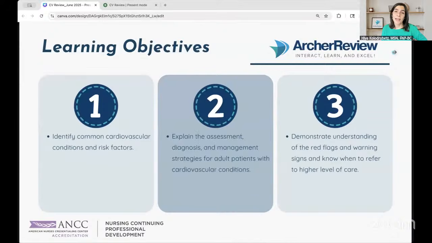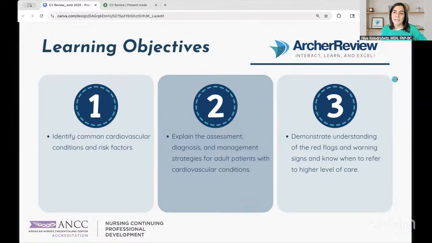Again, some learning objectives for today. I really want to talk about the basics of primary care and helping you identify some of those common cardiovascular conditions, some common risk factors, and how we can mitigate that for our patients. I want you to be comfortable explaining those assessment and diagnostics, and then also talking about management strategies when we're trying to help mitigate that cardiovascular risk in our adult patient population.